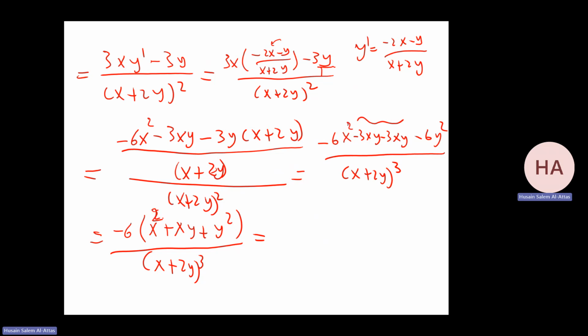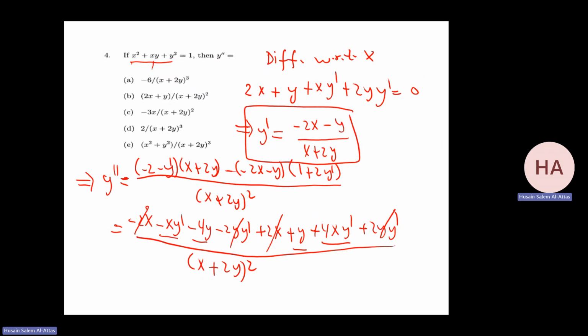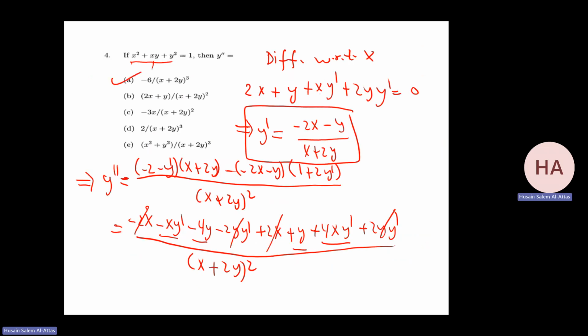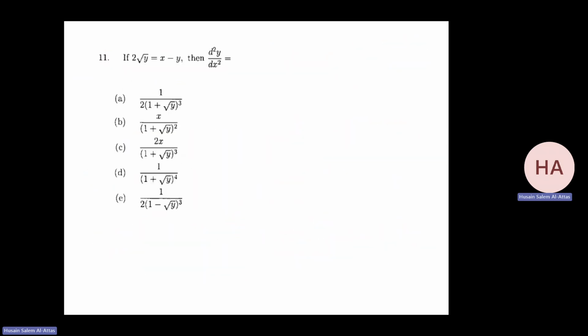So this is the same as that one, and this is 1. So I have minus 6 times 1 over this. So I get minus 6. Same procedure, but you need to be careful with the calculation. It makes it a little bit lengthy.